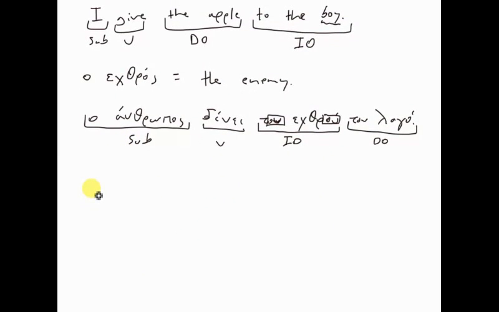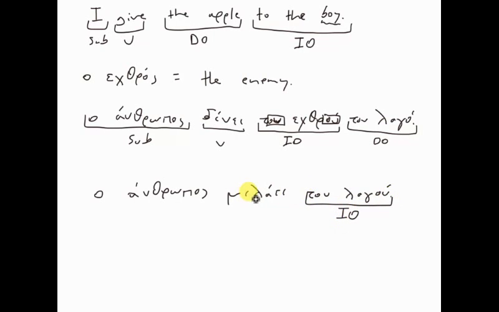So we can have another one. We can say ο άνθρωπος μιλάει του λαγού. Ο άνθρωπος μιλάει του λαγού. The person talks to the rabbit. So this is here definitely the indirect object, because milao takes an indirect object. You have to talk to someone. So this is not ambiguous. So here we know for sure that the noun in the genitive case is the indirect object. O anthropos milai tu lagou.